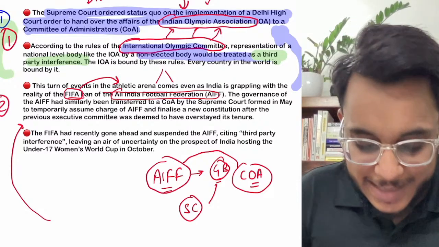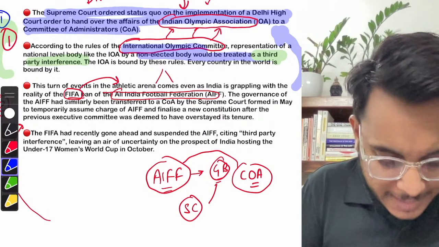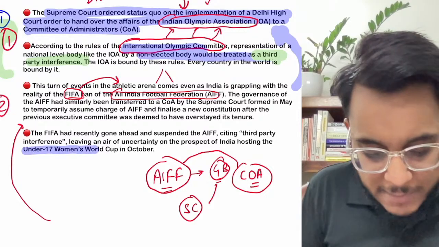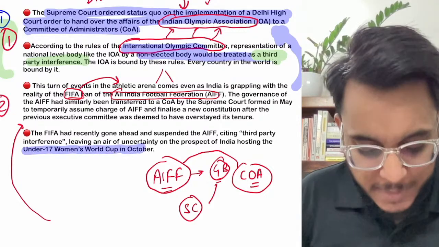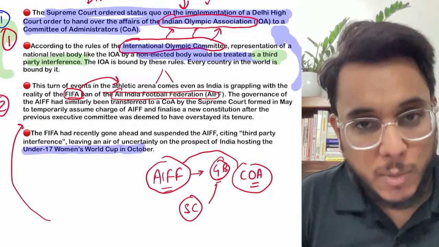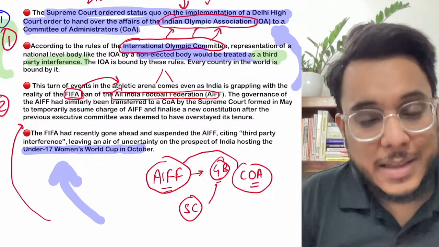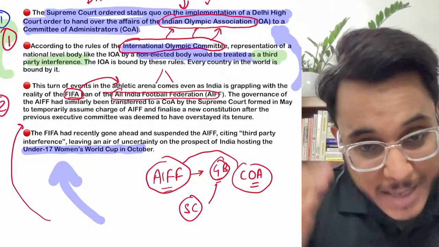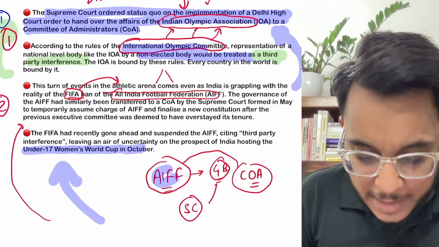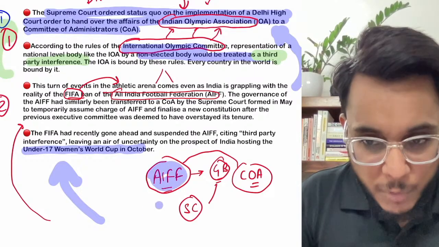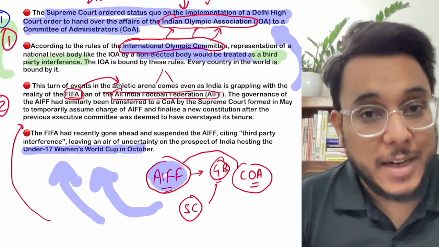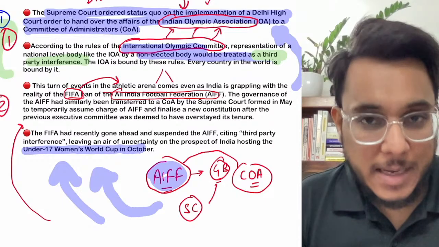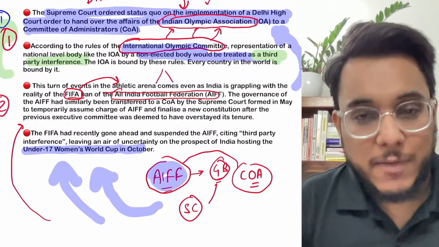Now there is one particular problem. The problem is this, guys, that this year in the month of October, India is hosting the Under-17 Women's World Cup. Women's football world cup, India is hosting this year. Fine. So in this capacity, if India's All India Football Federation has been banned, how can we host this international sporting event? This is a kind of embarrassment for India, because AIFF has been banned.